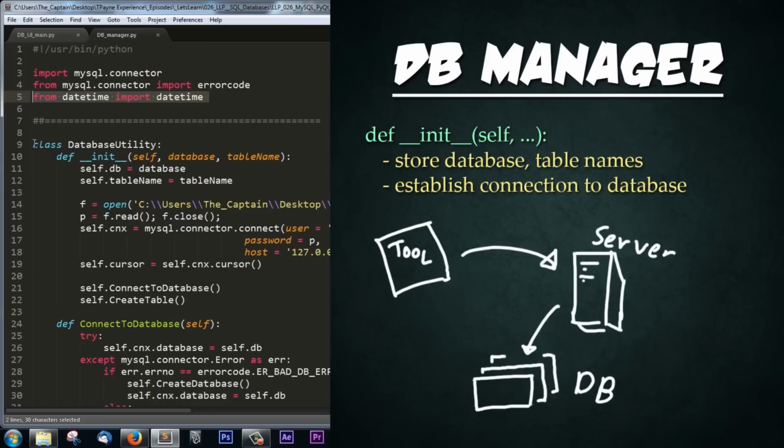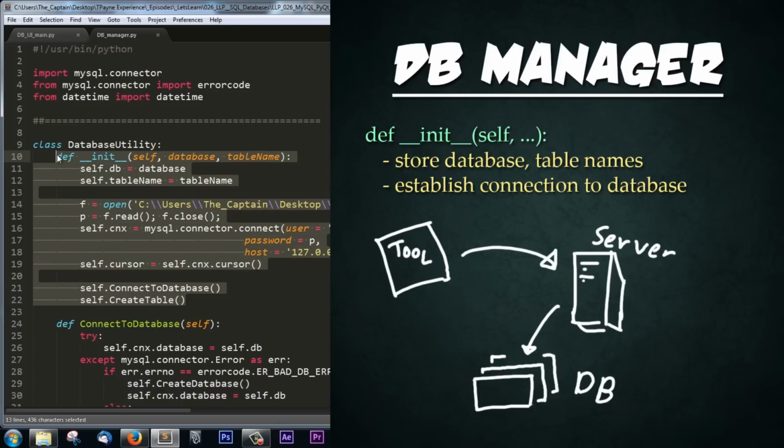After that, we have our actual class for the database utility. So here I have a constructor. And it's going to be asking for the database that we're going to be logging into and the table name that we're going to be using. So first thing to do is we're going to store those values because we're going to be using them repeatedly.